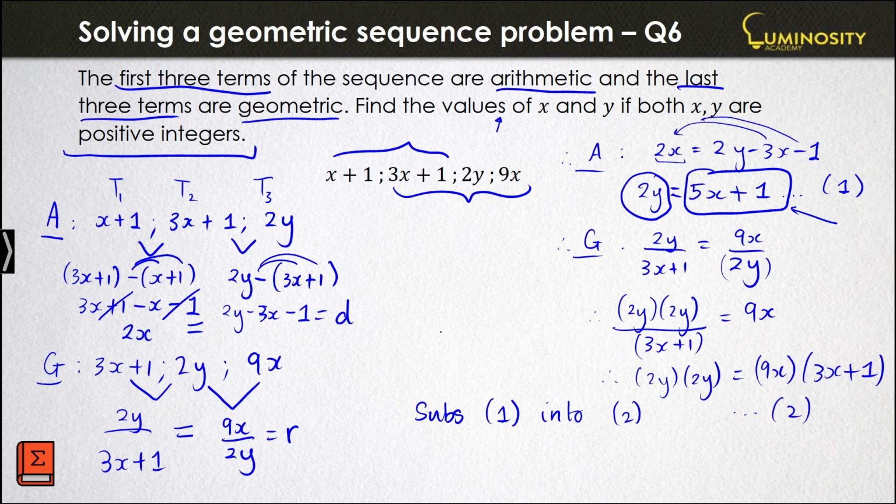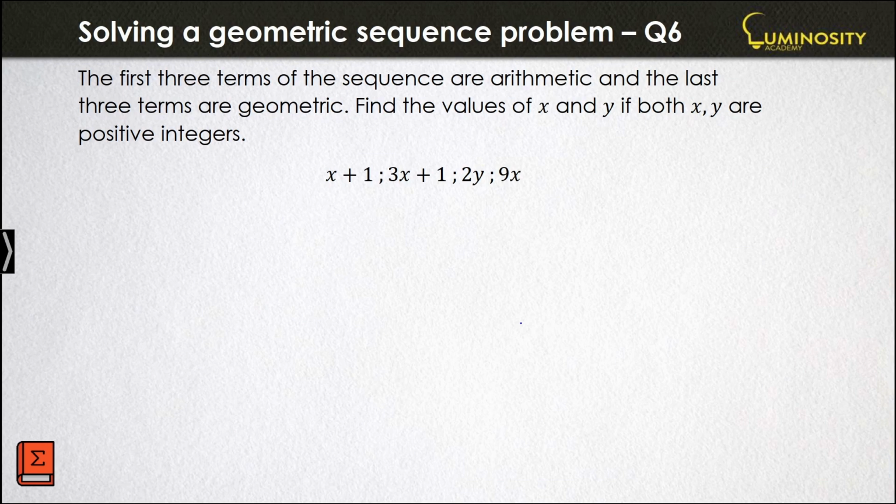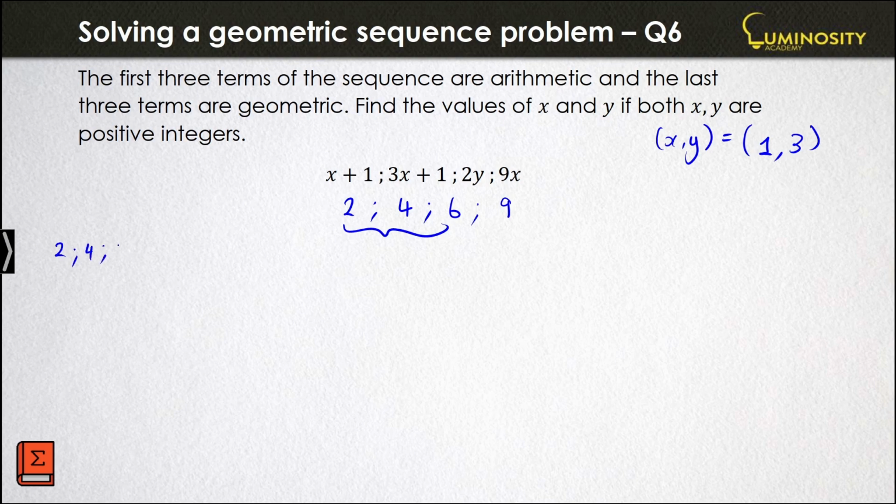We are good mathematicians. We will go back and check, does this solution actually make sense? If I look at the setup we were given, the first three terms form an arithmetic sequence. So I know what my x and y values are. Let's just clear up here. Let's recall, we found that the xy pair was when x is 1, y is 3. So let's put that in here. 1 plus 1 is 2. 3 times 1 is 3, plus 1 is 4. 2y, 2 times 3 is 6. And then 9x, 9 times 1 is 9. So the first three terms of the sequence are 2, 4, 6.